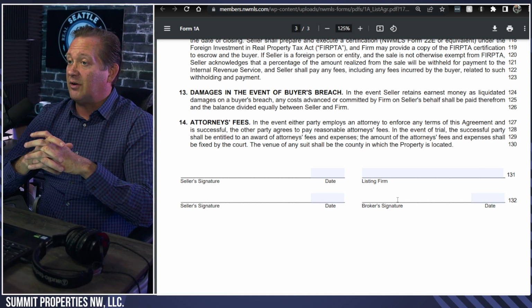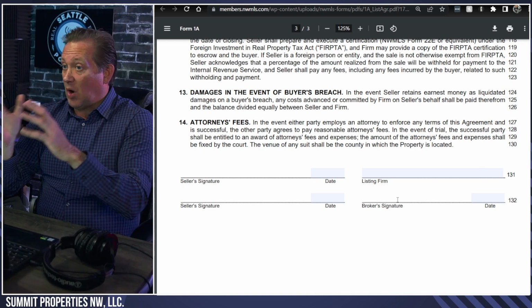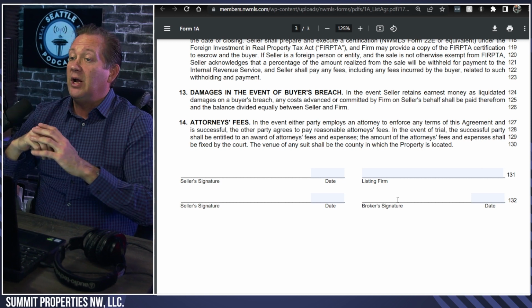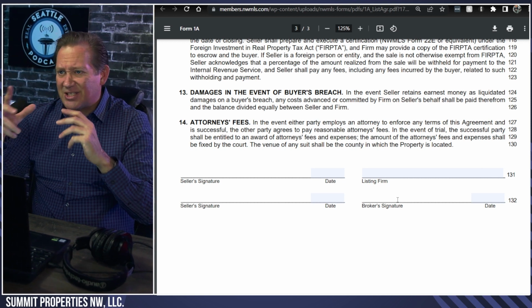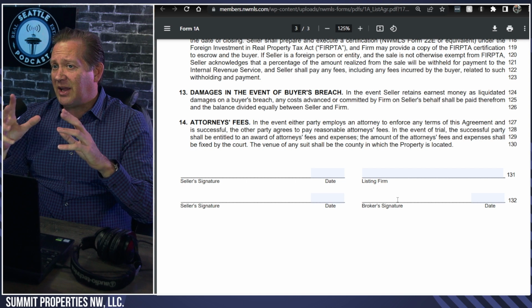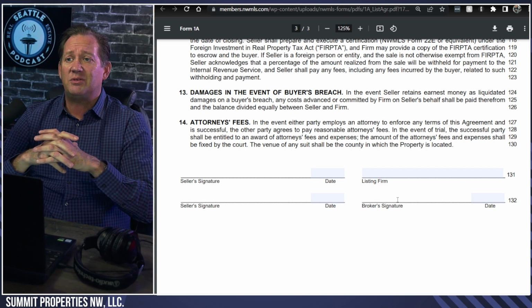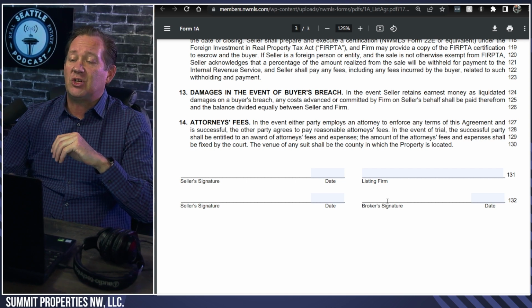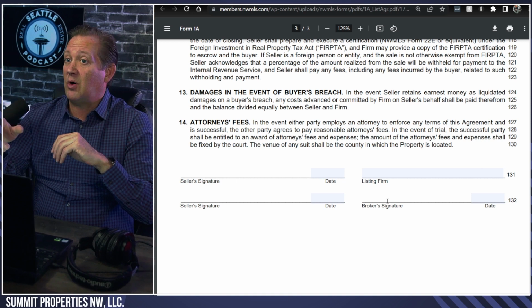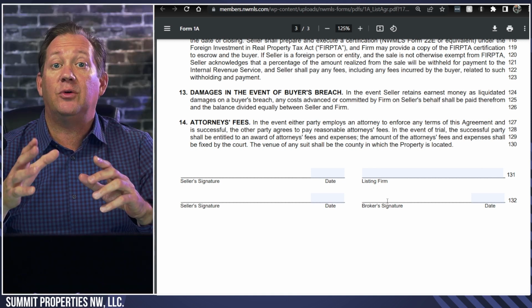I know there used to be a lot of difference between agent and broker. Broker was the managing broker. State of Washington, just to mix things up and, in their opinion, make it more clear, but I think it actually confuses most people. Broker's signature is you, not your managing broker, not your designated broker, you, the broker.